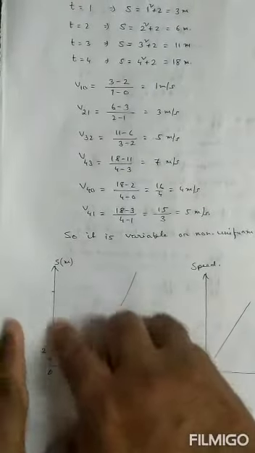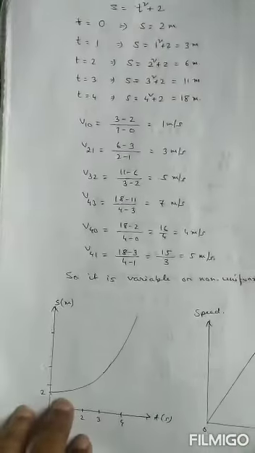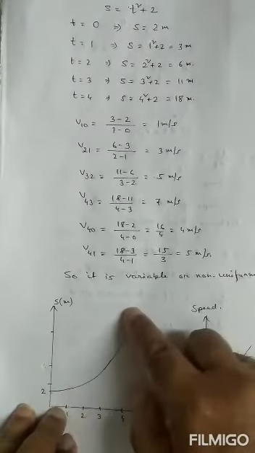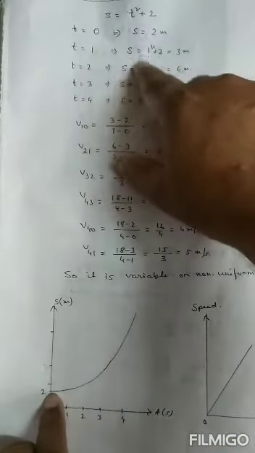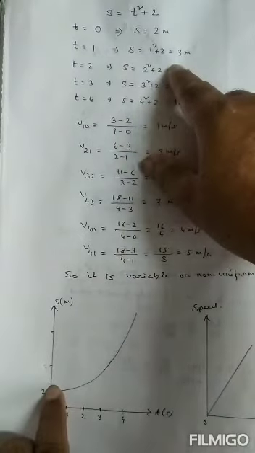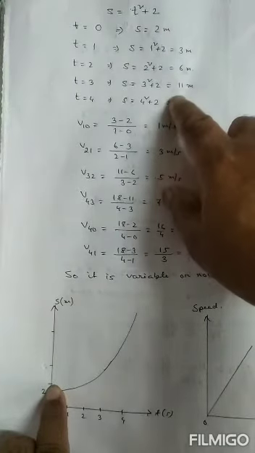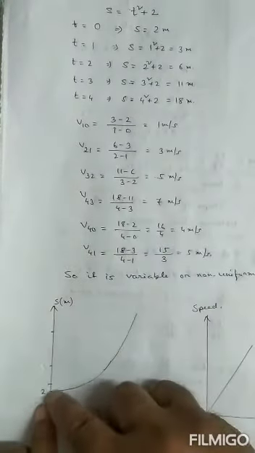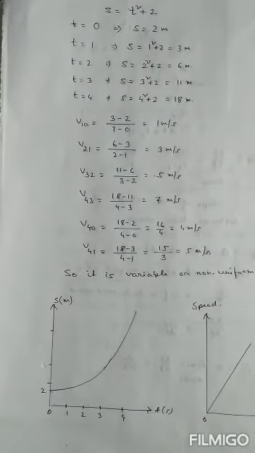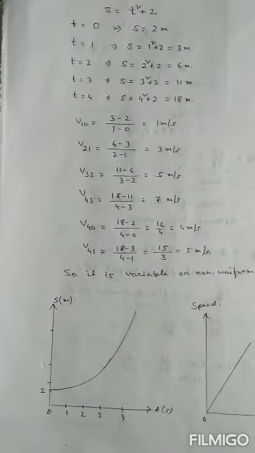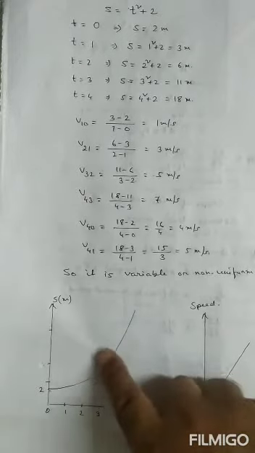So what is the distance time graph, or position time graph, for the variable speed? This is the position time graph for the variable speed. Because at t is 0, s is 2 meter, at t is 1 second, s is 3 meter, at t is 2 second, it is 6 meter, at t is 3 second, 11 meter. Therefore it increases in this way. That means when a body moves with variable speed, the distance time graph, or position time graph, is not a straight line.